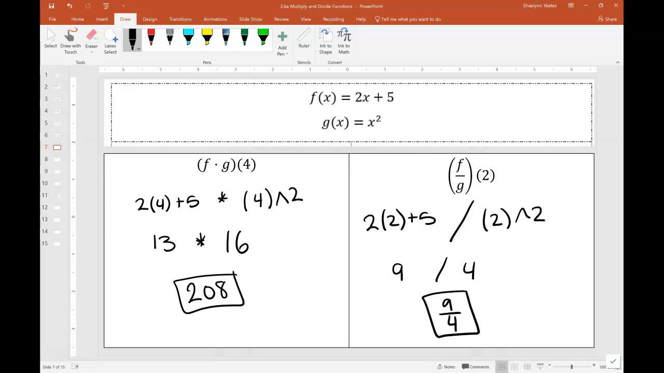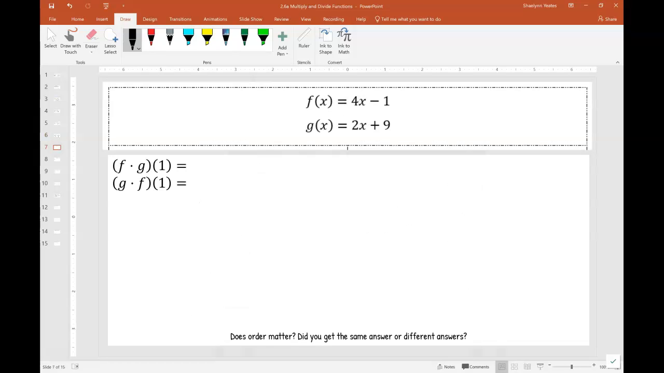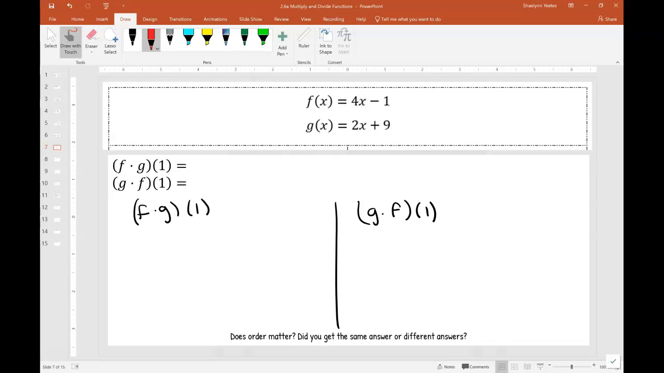All right. Here is some more practice. We're going to find out if order matters. We're going to do it one way and then the other way. So I'm going to find out what f times g of 1 is on the left, and then I'm going to find out what g times f of 1 is on the right. So we're going to do this in two pieces.